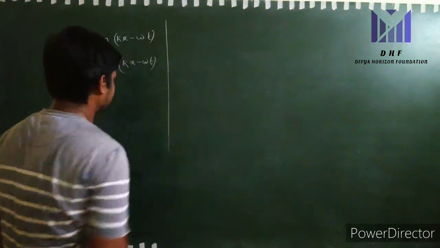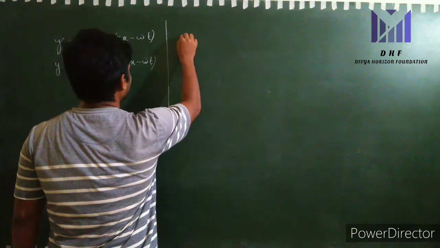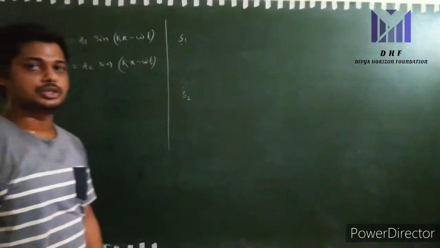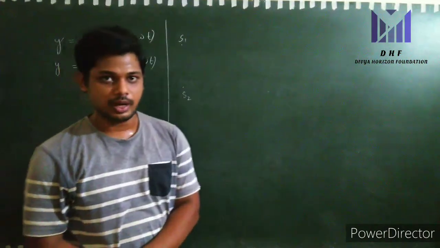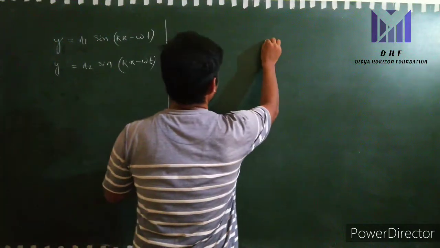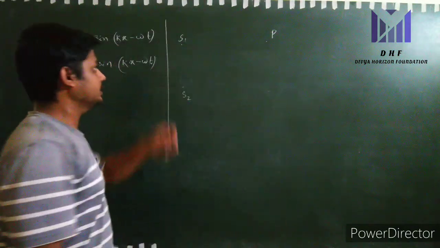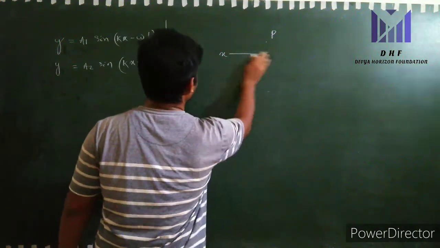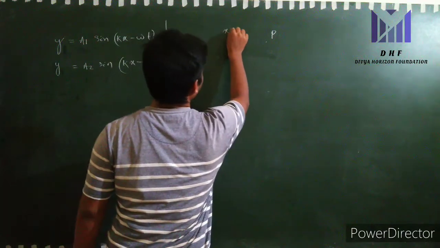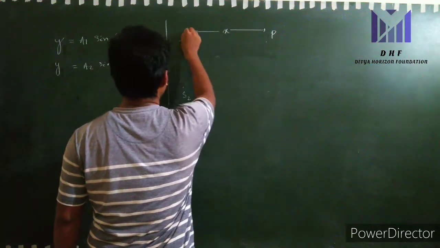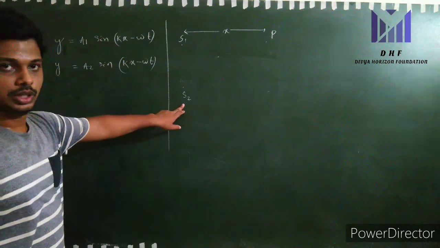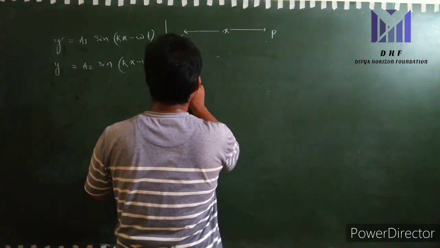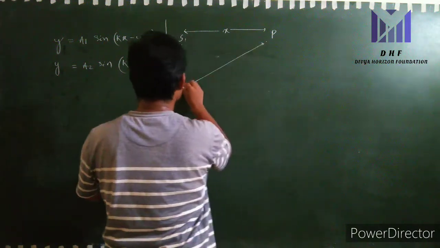So let here be source S1 and here be source S2, and the point at which we are eager to get the interference pattern, let's say the point is here, E. This point is situated at a distance x from source S1, and the second source S2 is situated at a distance x + Δx.